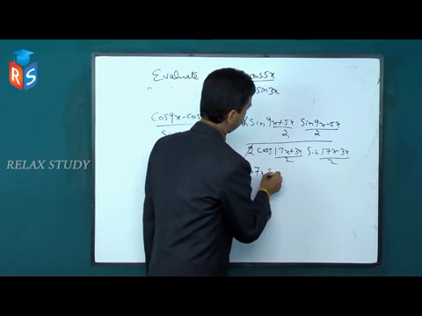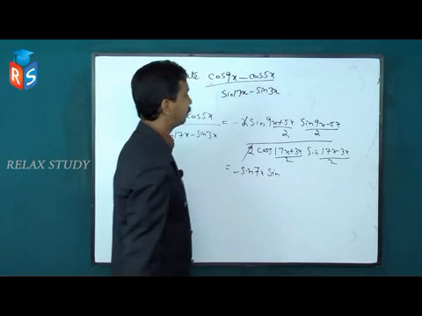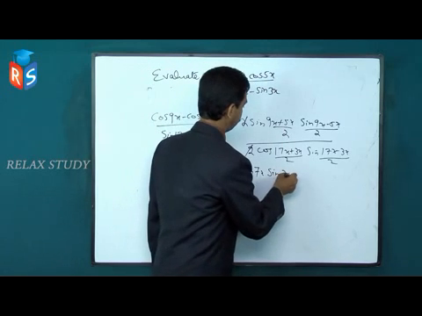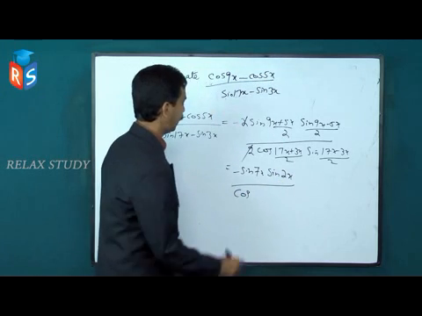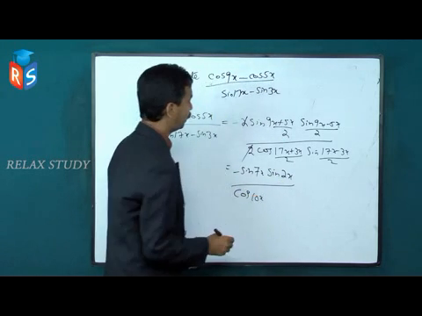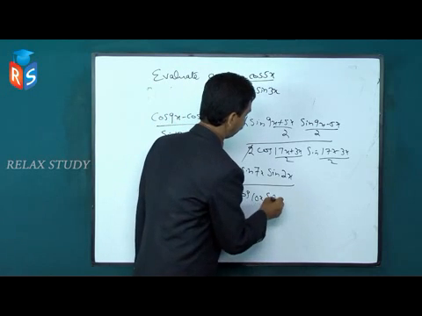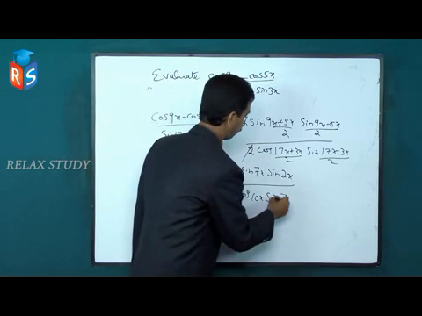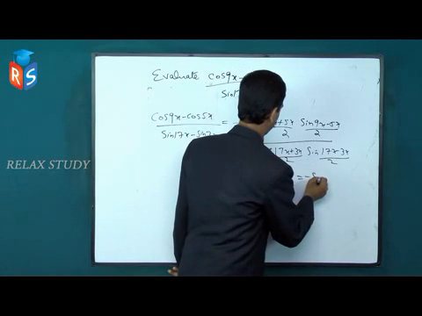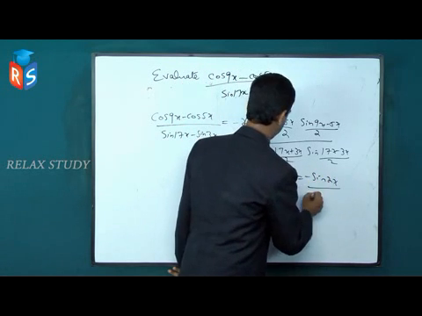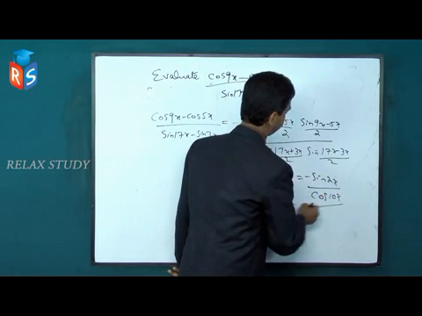Here sin 14x is 2 sin 7x cos 7x, so sin 7x cancels. So the answer is −sin 2x divided by cos 10x.